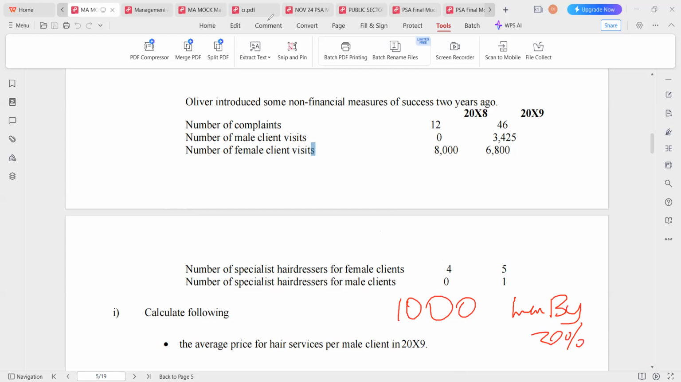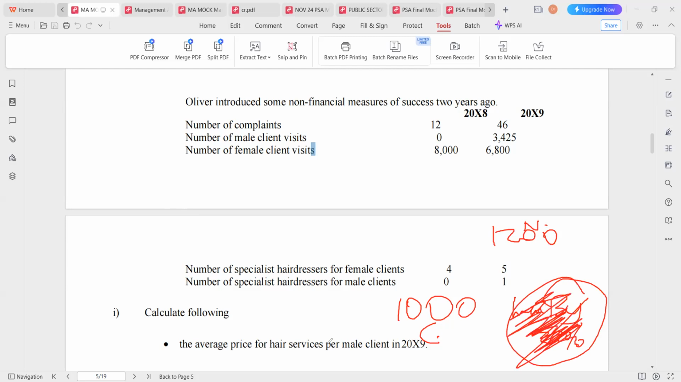1,200. Okay, so this is the current. My current figure is 1,000. Now it has increased by 20%. What's the new one? 1,200. Okay, so if the new is 1,200, and now I want you to find the percentage change for me. Let's see if we can get the 200 back. How are you going to get it?